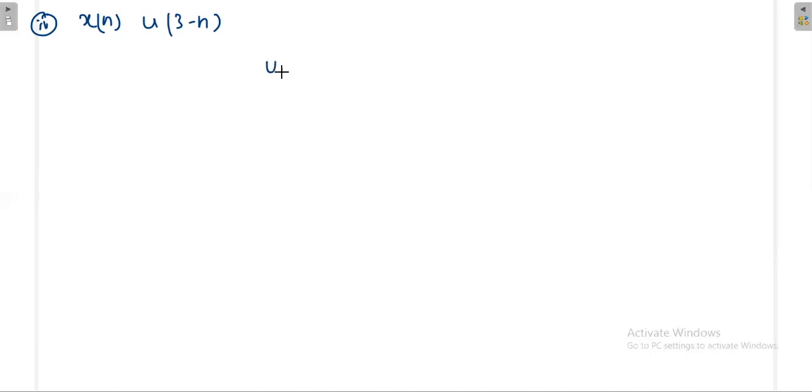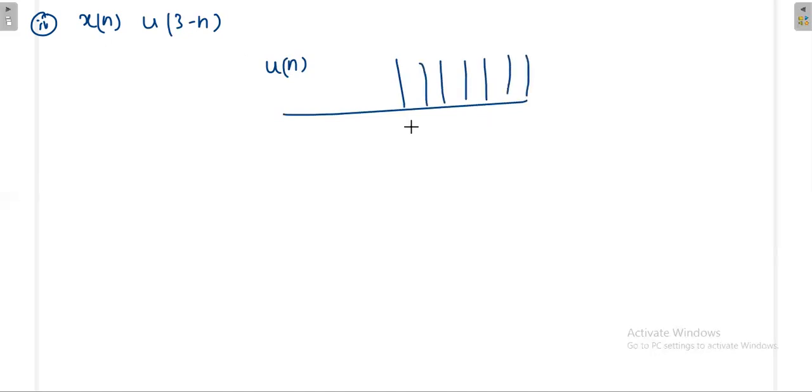What is u of n? U of n is the discrete-time signal which has values only for positive values of n. 0, 1, 2, 3, like that up to infinity. This is your u of n. Again, all the values are 1. 1, 1, 1, 1, 1. Now, what is u of minus n plus 3?